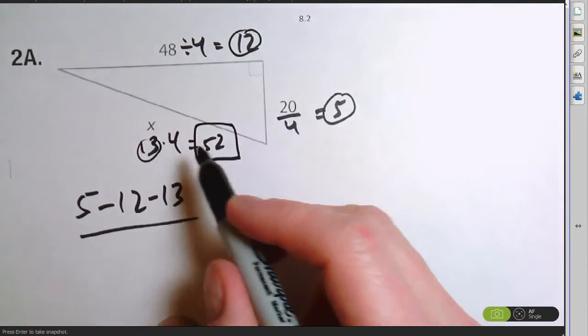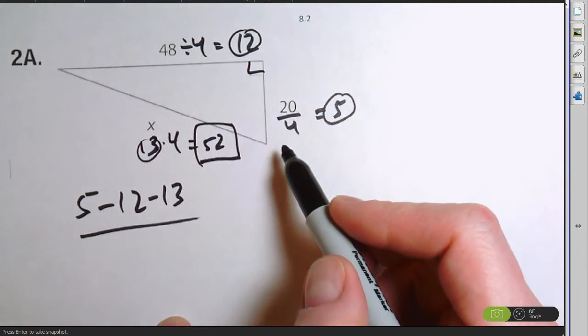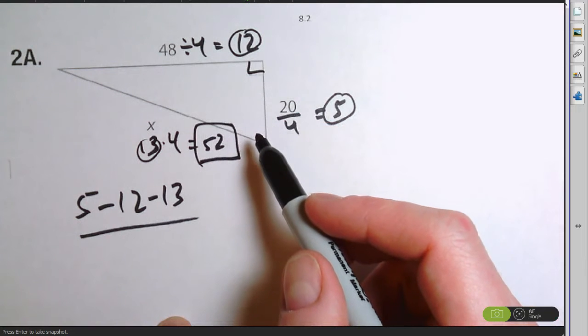So right there, I was able to figure out the missing side is 52 without having to do any Pythagorean theorem. And those were pretty good sized numbers. That would have been a pain in the neck to do without a calculator.